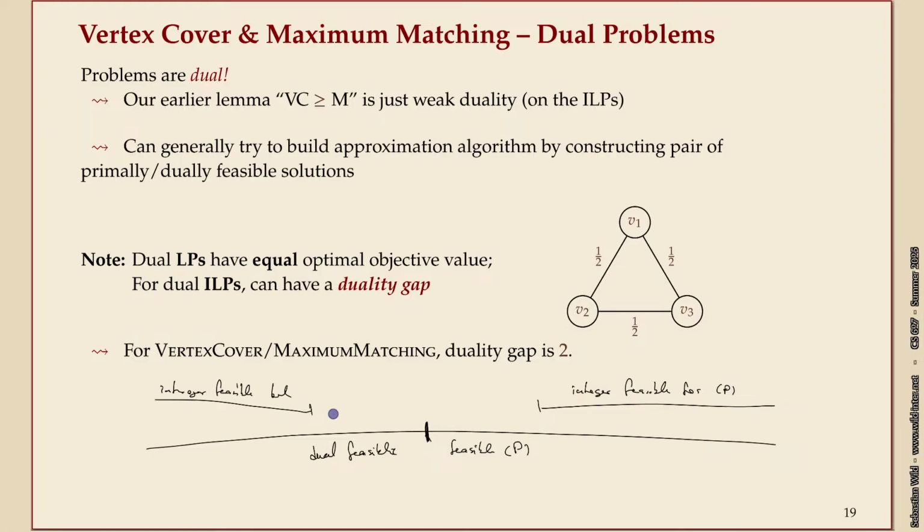So that's the duality gap, and of course we also have this guy here. That's the integrality gap that we've seen before. And for vertex cover and matching, a simple example, and we've seen this before, is that this duality gap is 2. In the worst case, it is at least 2, and it's also never more than 2.